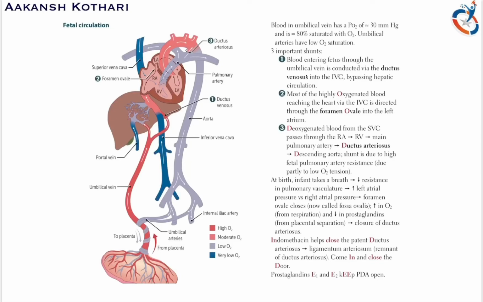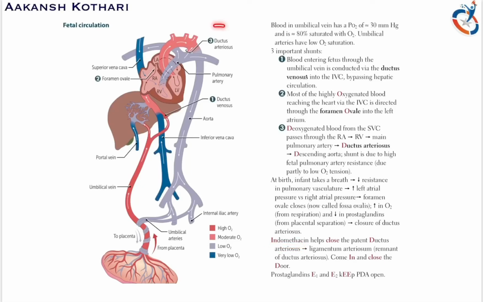Okay. This leads to closing of the foramen ovale, the remnant of which is called as the fossa ovalis. The remnant of foramen ovale is called as fossa ovalis. There is an increase in the oxygen due to respiration, and there is a decrease in the prostaglandins from placental separation. At birth, there is a separation of placenta which leads to decrease in the prostaglandins. And hence, due to this decrease in the prostaglandins and increase in the oxygen, there is a closure of ductus arteriosus. This closes.